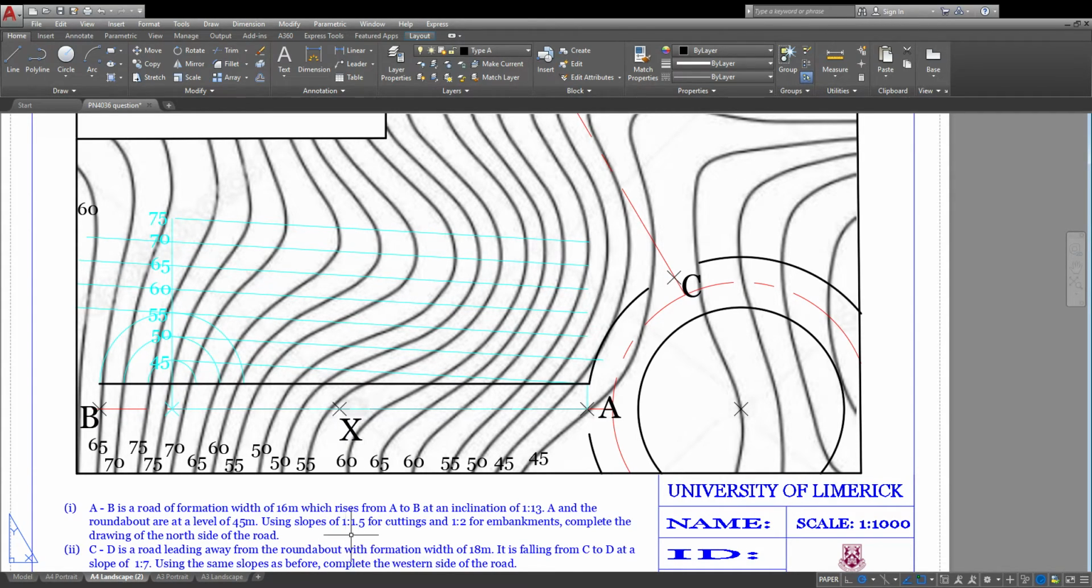This is down to the 1 is to 1.5 for cuttings, because our contour lines, as we discussed in my previous video, help us gauge the slope we need for our cuttings. We can see our contour lines are in 5 millimeter intervals. If there's a difference between any lines, there's a 5 mil difference. So 60, 65, 60, 55, 50, 45, 45.